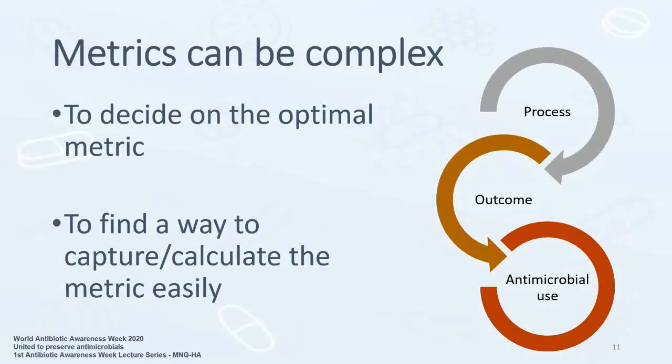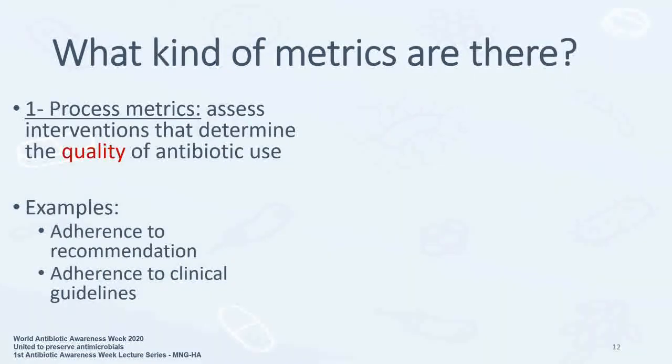In that sense, we can talk about process measures, outcome measures, and antimicrobial use measures. For example, a process measure can be one that assesses an intervention that determines the quality of antibiotic use. So, for example, we can talk about adherence to a certain recommendation.